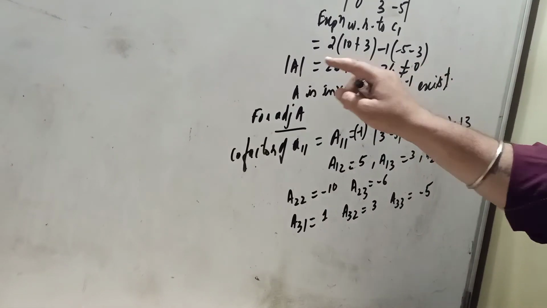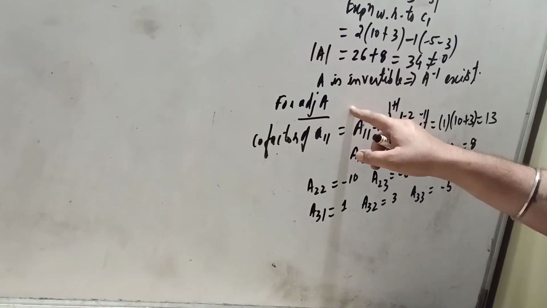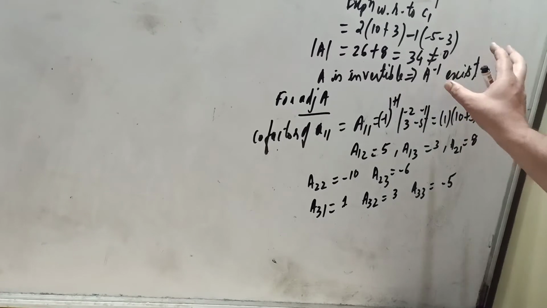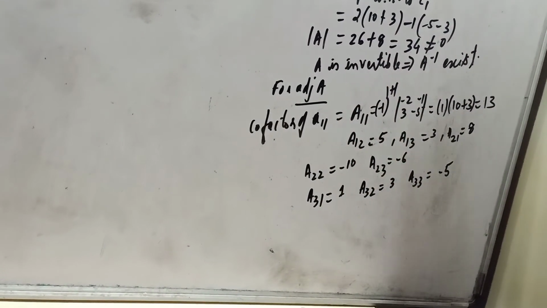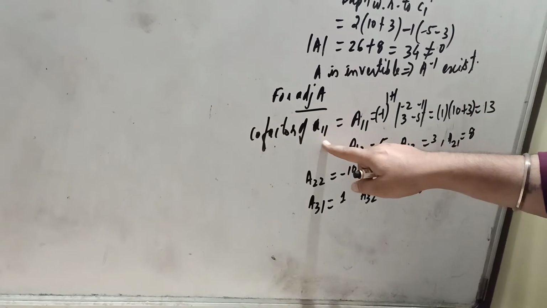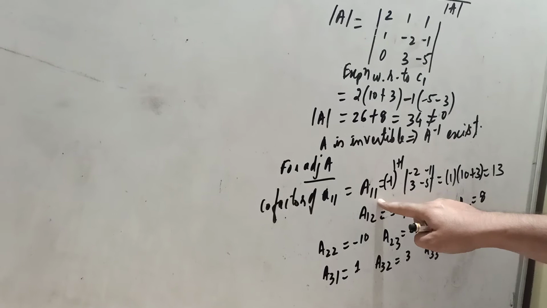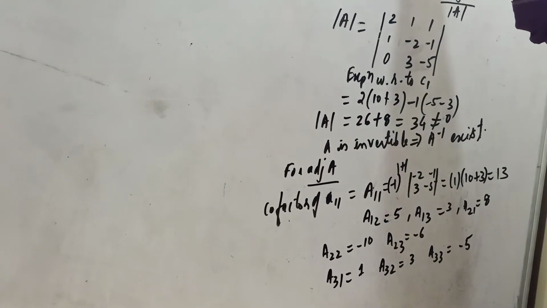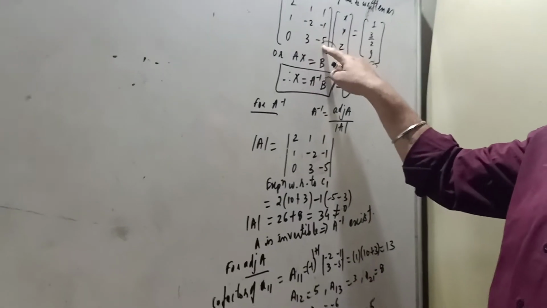After getting determinant A, we need to find adjoint A, because A inverse is adjoint A upon determinant A. Determinant A we have already got. Now for adjoint A, you need to find the cofactor of all 9 elements. Cofactor of A11, that is minus 1 power i plus j. So we are finding the cofactor of this element. Don't take this row and column. Subdeterminant of 2, minus 1, 3, minus 5.